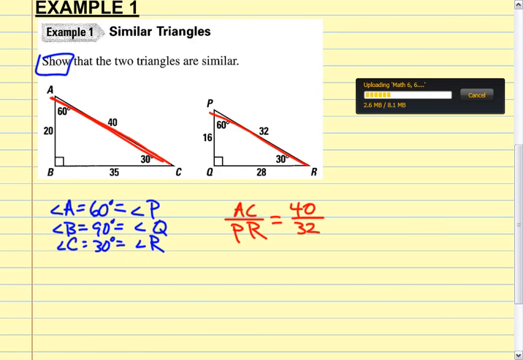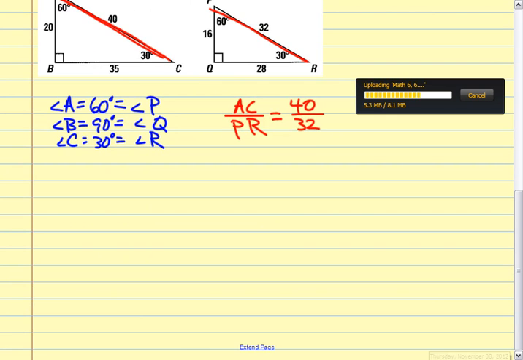Okay, folks, now when we left off, we had done the corresponding sides AC to PR. Now, Allison, you're going to take the next side for us. What goes with BC? What in the other triangle goes with BC? BC over QR.